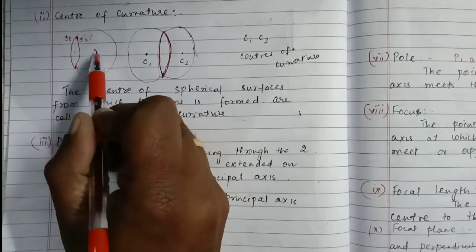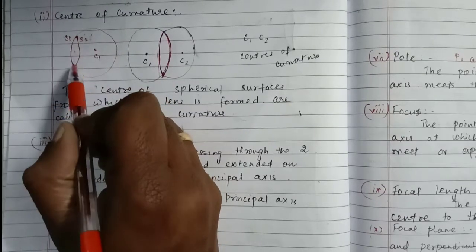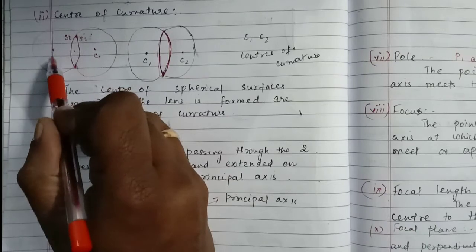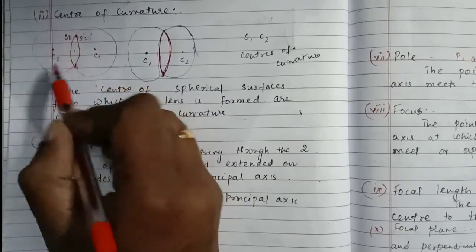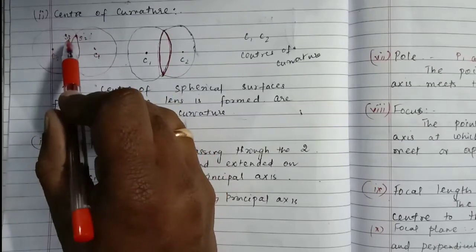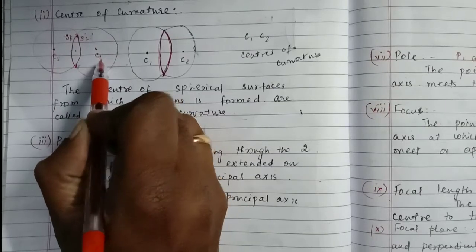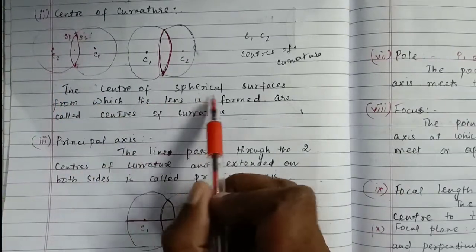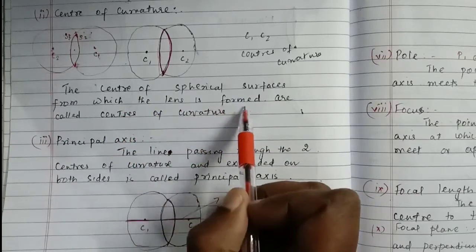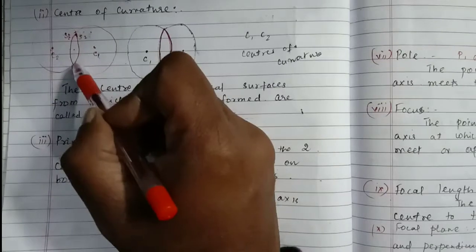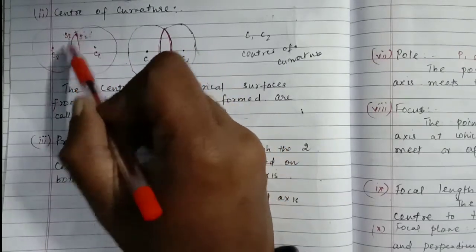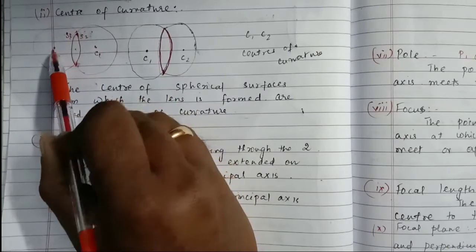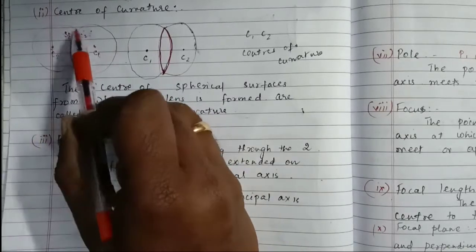So this center is called the center of curvature for this surface of lens. So again, if you draw another for the surface 2, the center of curvature will be the center of this sphere. So this is called center of curvature. For surface 1 of the lens, the center of curvature is C1, and for surface 2, the center of curvature is this C2. The centers of spherical surfaces from which the lens is formed are called the centers of curvature. See, this surface is formed by this sphere and this surface is formed by this sphere. So the center of this sphere is the center of curvature of this surface, and this center is the center of curvature for the second surface.